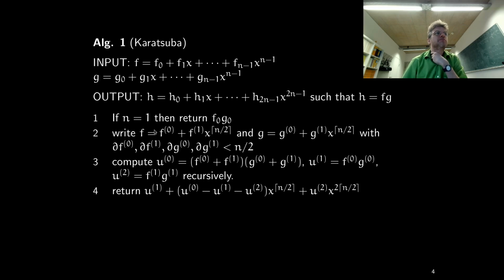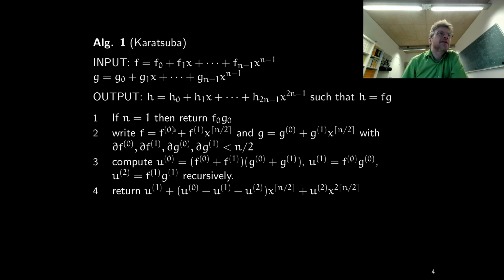For example, a problem of multiplying polynomials of degree 0. If you are in this situation and here n is 1, then you just compute the product somehow. It's just a single ring operation. And otherwise, you do the splitting that I indicated.